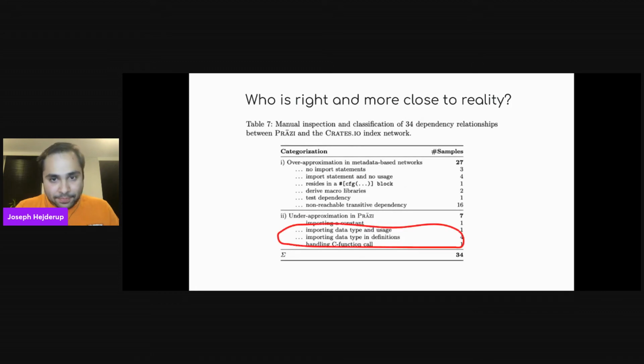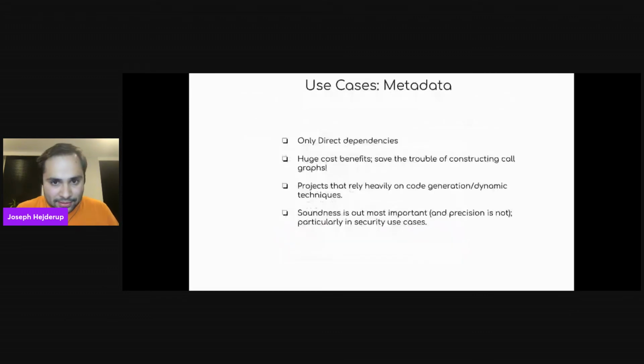And then, of course, there are cases where the call graph-based analysis was not really great, and that was in relation to data type information and usage. I basically didn't take into account the implementation of traits, etc. But I think that should be possible to handle with some better additional analysis. And also, it was not able to capture C function calls properly.